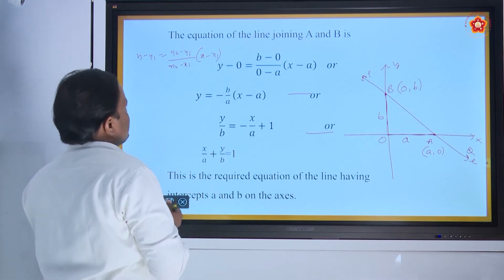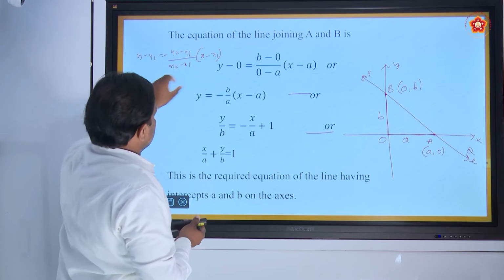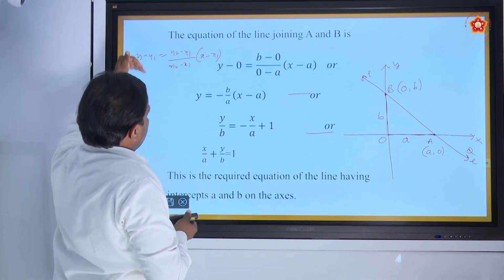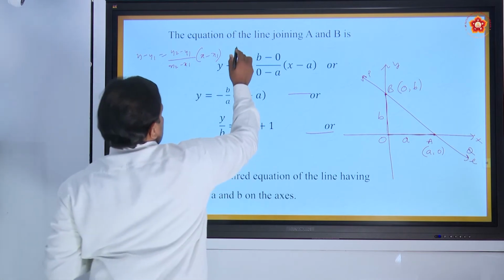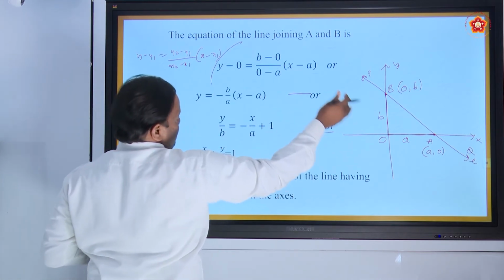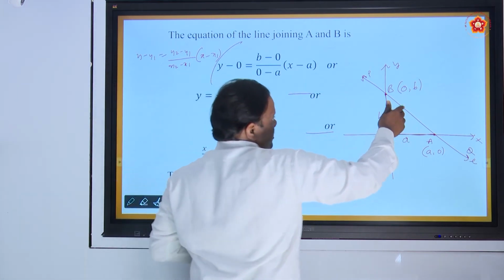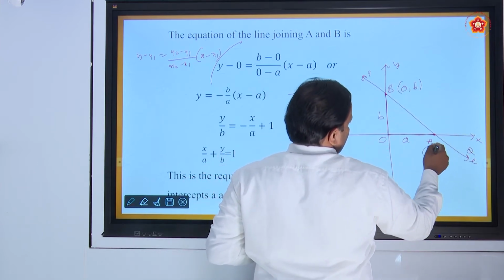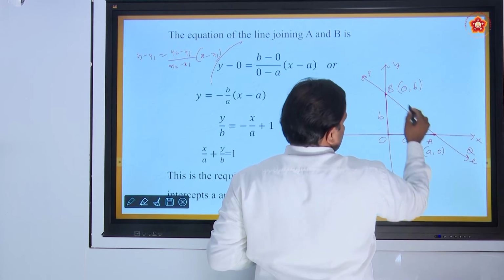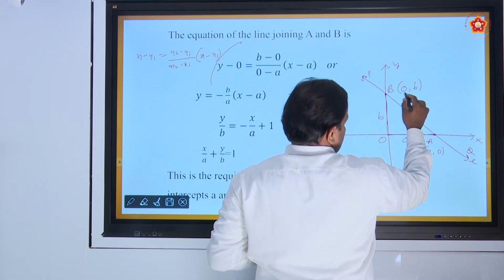Third derivation of the equation of a straight line: the two-point form. You take x minus x1 on this side, (y minus y1) by (x minus x1) is equal to (y2 minus y1) by (x2 minus x1). We use this formula for this derivation because our main aim is to find the equation of AB, that is line L. We know the point a comma 0 and the point 0 comma b.